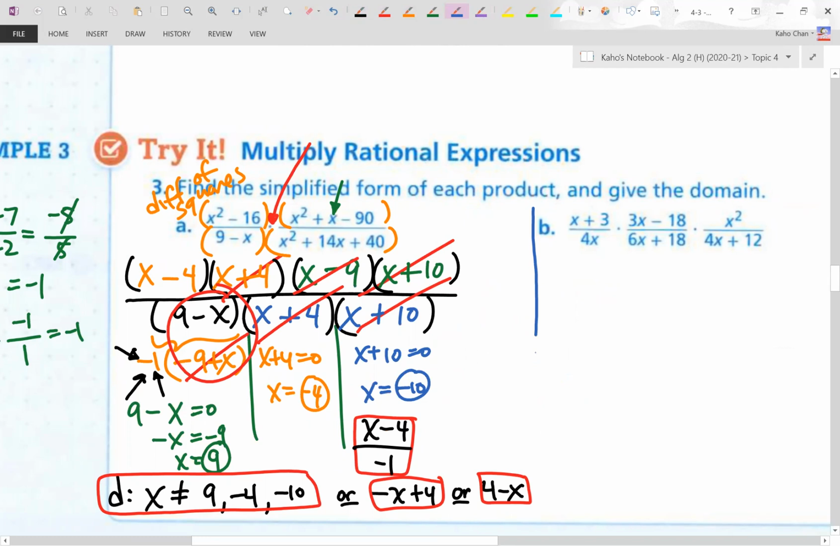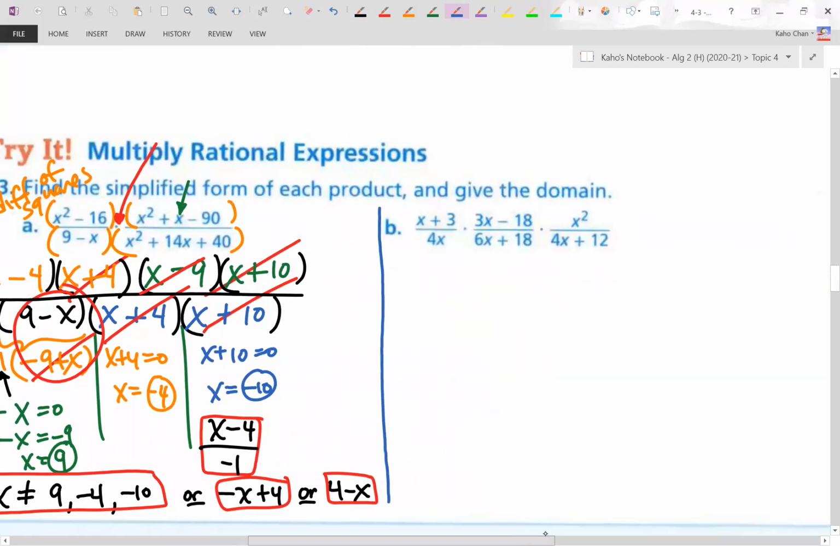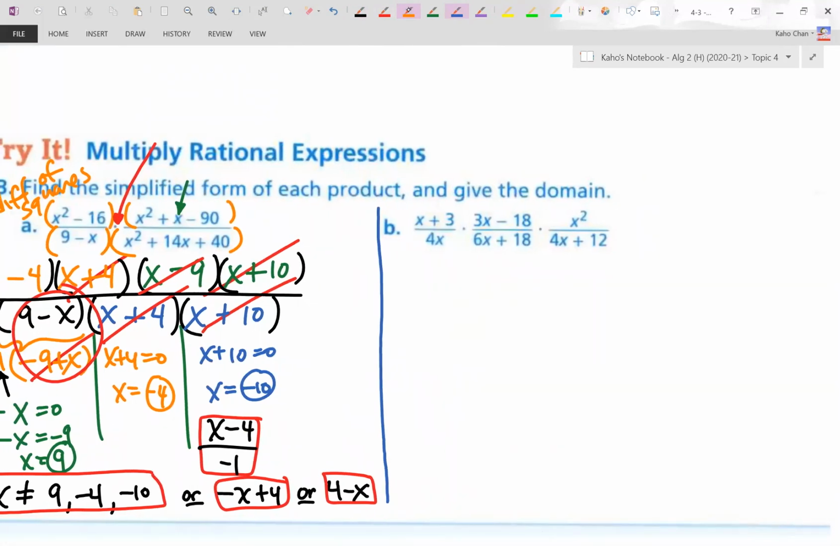So there are 3 possible answers there. All right. So you can tell right now we're just practicing a lot of factoring, identifying what the domain is, and giving the simplified answer. Moving on to 3b.